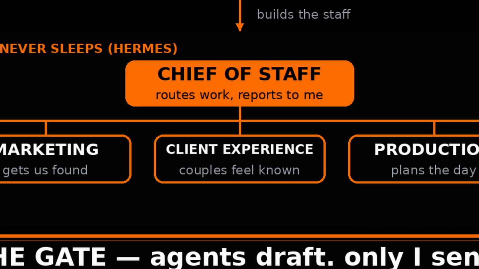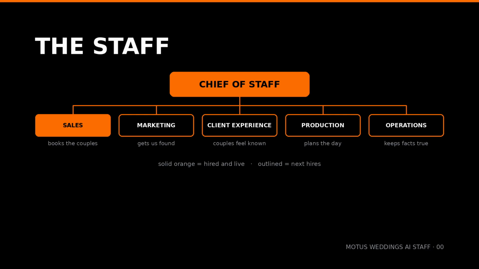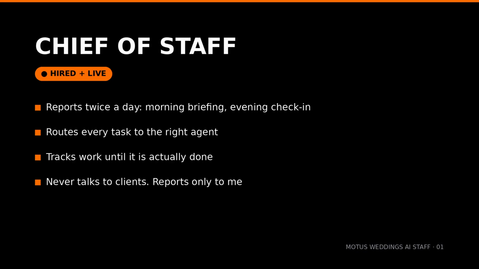So we have the chief of staff, which looks over everything. That's already been made. Everything in orange has been made. It's only two things, and I just added another agent I'm going to make. I'll go over that in a sec. So we have sales, marketing, client experience, production, and operations. That's what we have. Then I'm going to go over our chief of staff and what they're in charge of in a basic sense. So we have chief of staff hired and live.